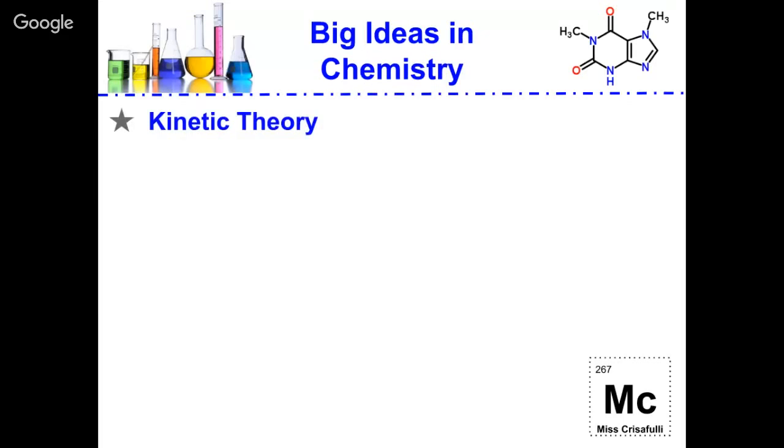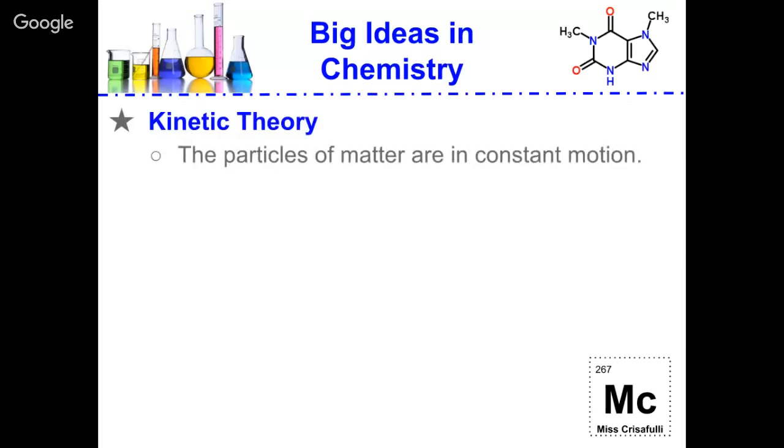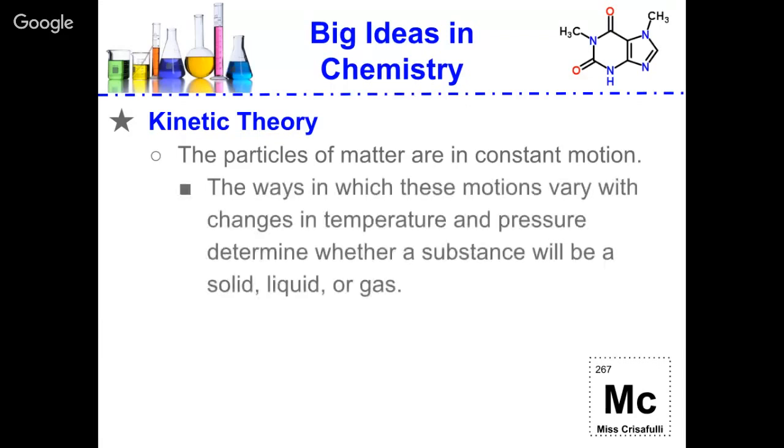Kinetic theory is when we're talking about particles of matter constantly in motion. Now, this is going to be very interesting for some of us to understand, but we're going to go through this in a lot of detail in the future. Kinetic theory talks about the ways in which the motions of these particles will vary based on changes in temperature and pressure, and that will allow us to determine whether something is a solid, a liquid, or a gas.